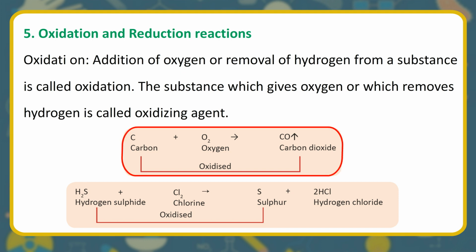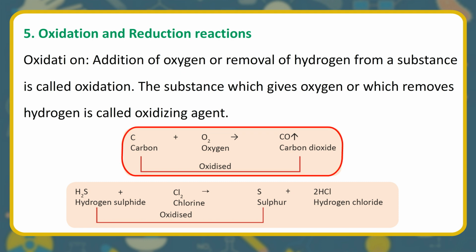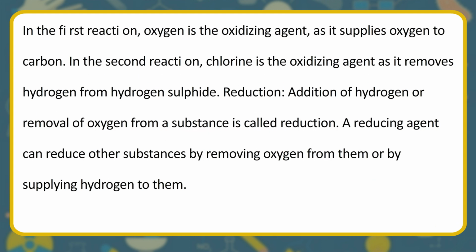C, carbon, plus O2, oxygen, oxidized, gives CO2, carbon dioxide. H2S, hydrogen sulfide, plus Cl2, chlorine, oxidized, gives S, sulfur, plus 2HCl, hydrogen chloride. In the first reaction, oxygen is the oxidizing agent, as it supplies oxygen to carbon. In the second reaction, chlorine is the oxidizing agent as it removes hydrogen from hydrogen sulfide.